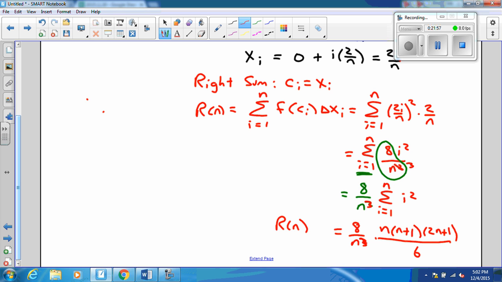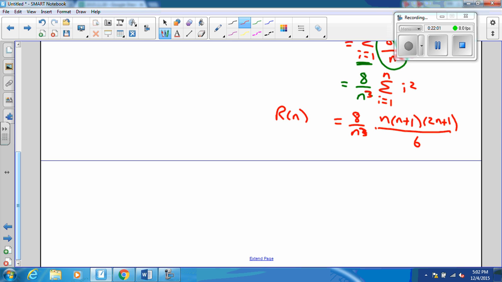I've got n squared here. This n squared is wrong. This is n cubed. If you've been suffering through that, please accept my apologies. There it is. This is the Riemann sum for n equally spaced rectangles using the right sum. So if I were to choose, like n equals 6 and plug into this formula, that would give me a right sum for 6 rectangles.